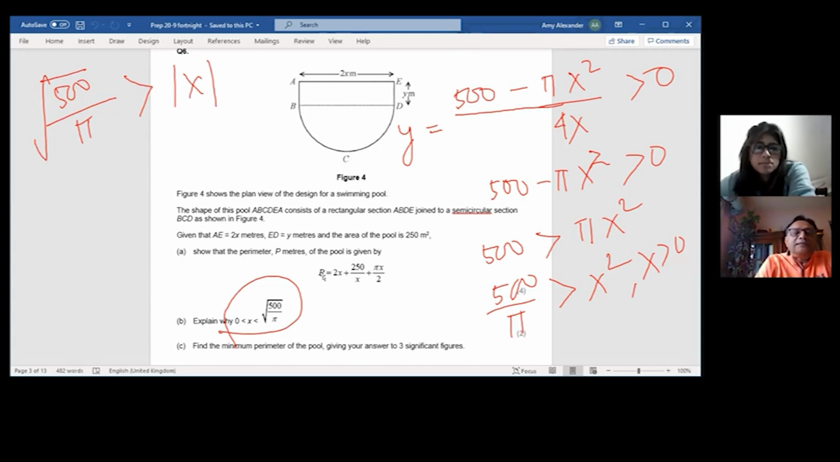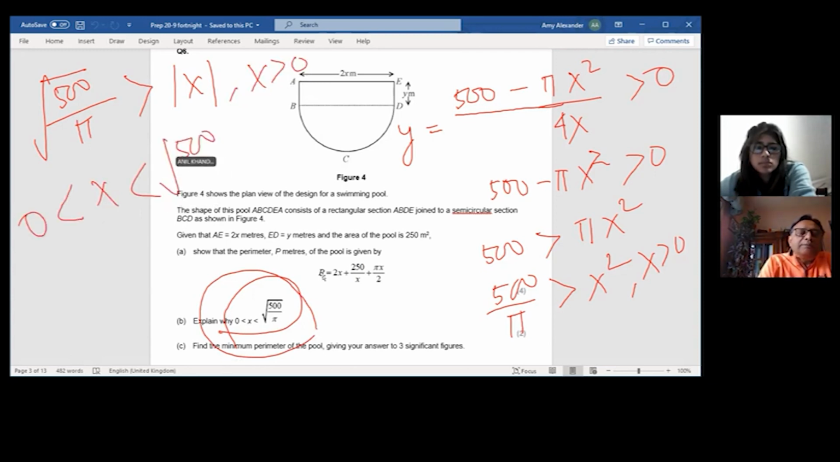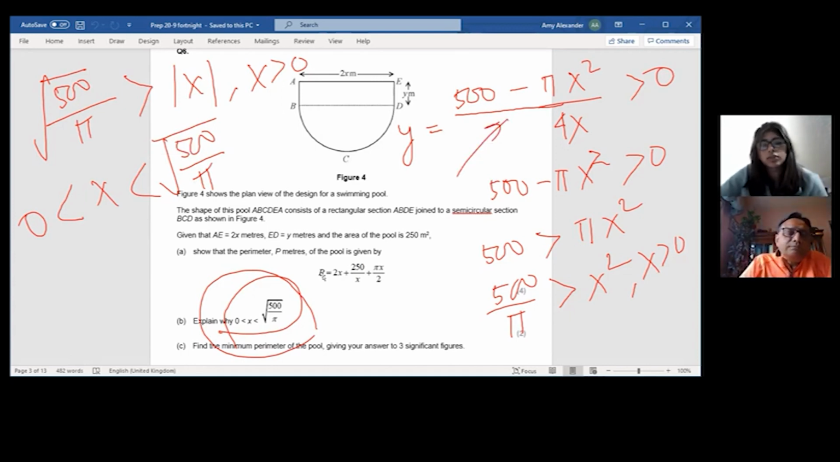That means x is between 0 and this, because x is positive. Since x is greater than 0, we get x is between 0 and the square root of 500 over pi. Is that clear? So the relation which you just got actually helps to find the restriction. That's clear.